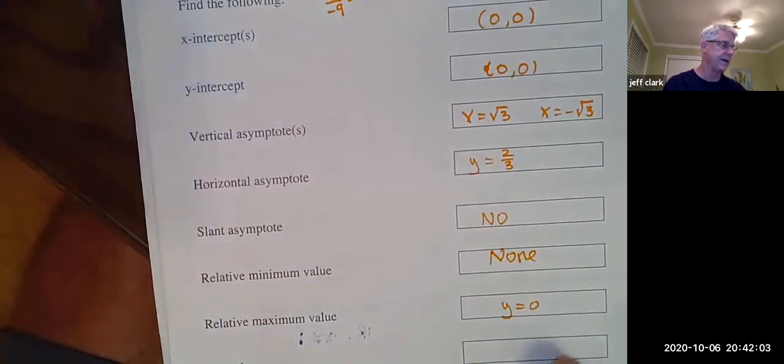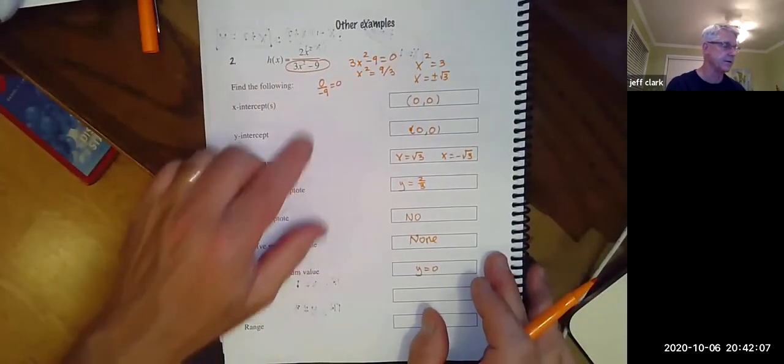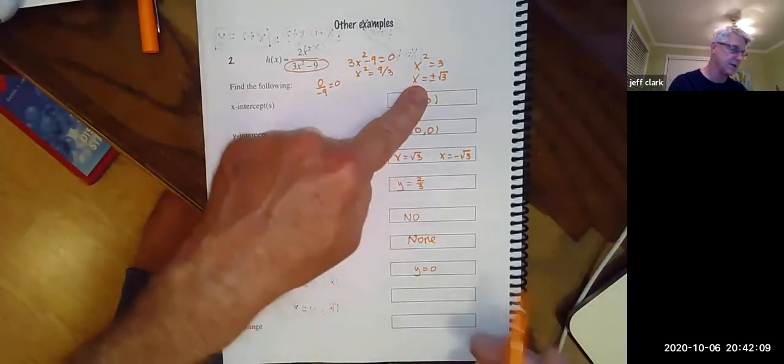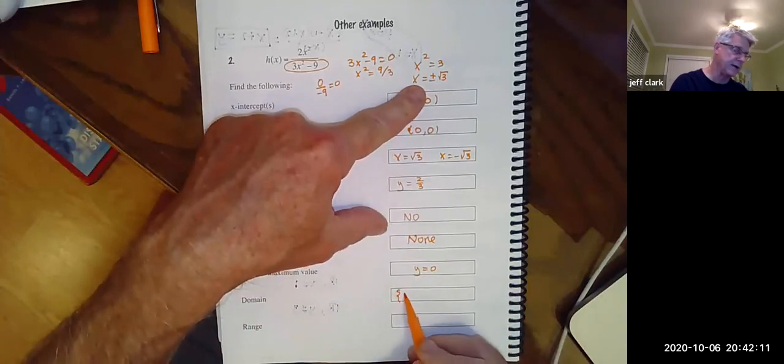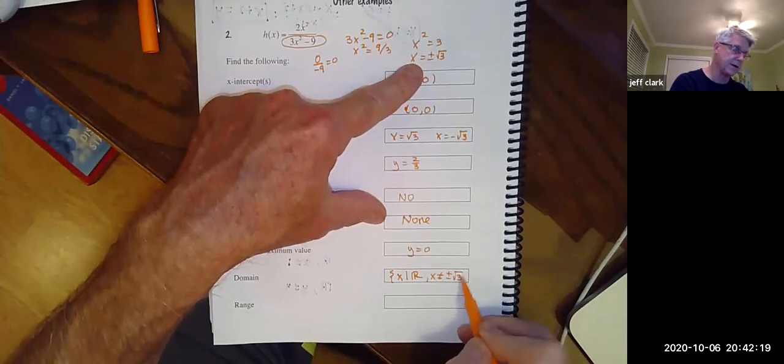Okay, what about the domain? Well, you could use everything, but what makes the denominator 0? Oh, I can't use those. So the domain would be all x such that x is real. x just can't be plus or minus root 3.